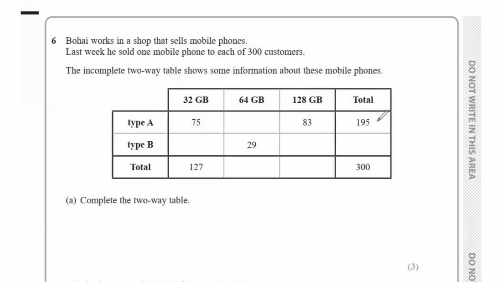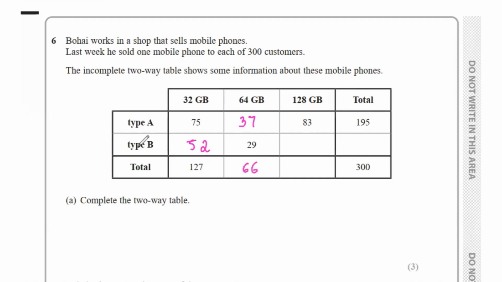So if you notice, the total number of type A phones is 195, and we need to find the 64 GB one. So we subtract 75 and 83 from 195. That's going to give us 37. Then for type B 32 GB, we can subtract 75 from 127, which will give us 52. For 64 GB total, we can add 37 and 29, which is 66.